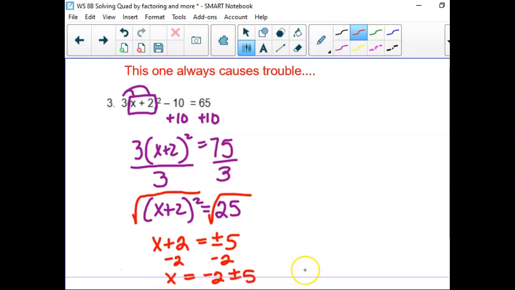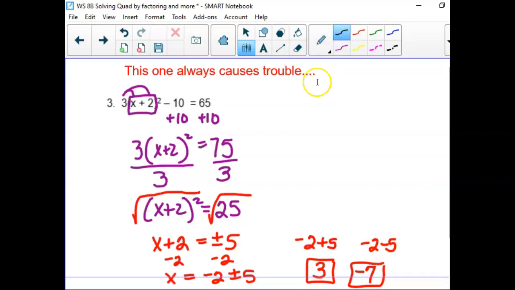I will let you leave a lot of things in pre-calc, but I will not let you leave that, okay? You need to tell me what those 2 numbers are. What is a -2 plus 5? 3. And a -2 minus 5 is a -7.